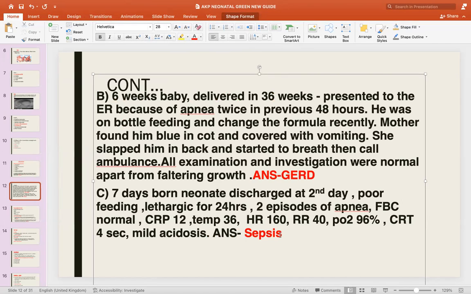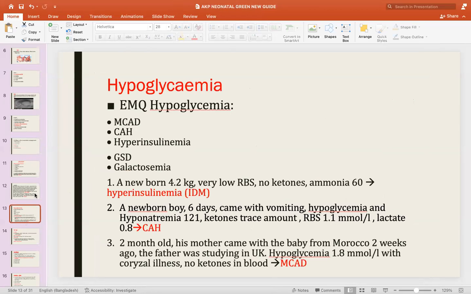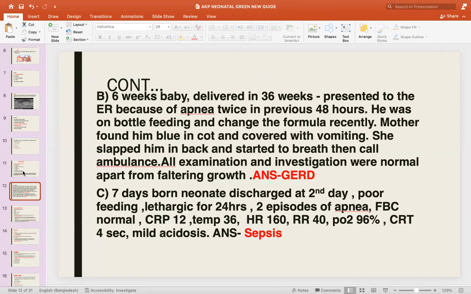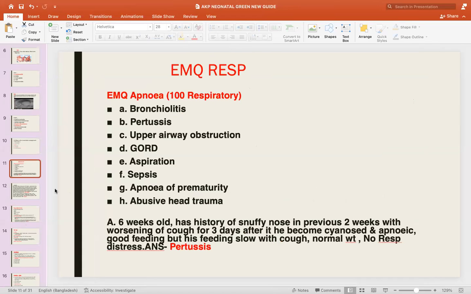Actually, it is sepsis. And which day sepsis? Early onset neonatal sepsis, within 3 days. It is early onset neonatal sepsis. We finished this EMQ also. Any question regarding this EMQ?